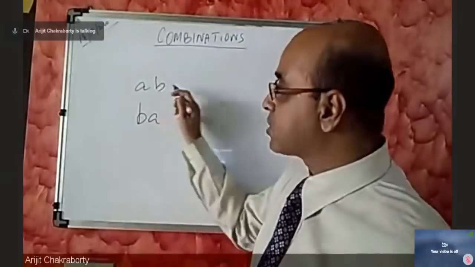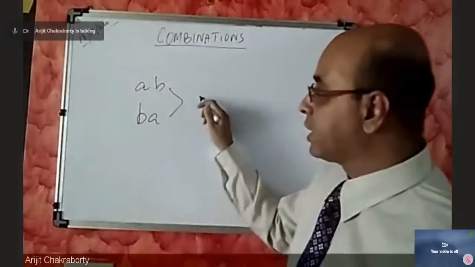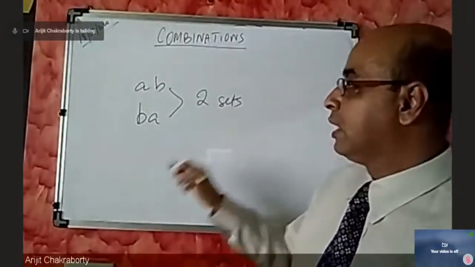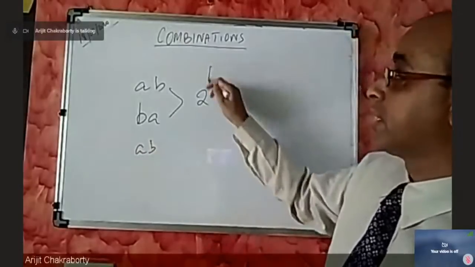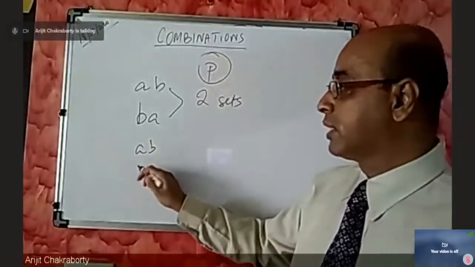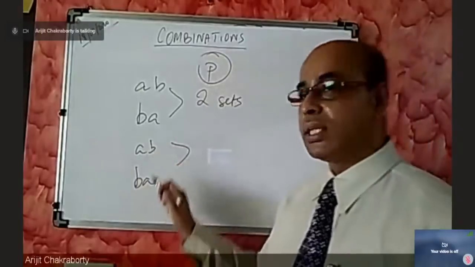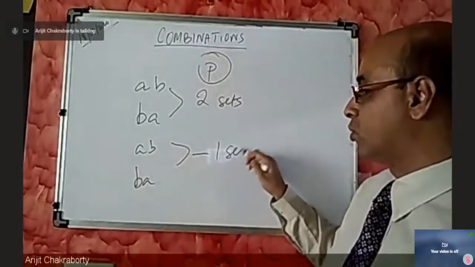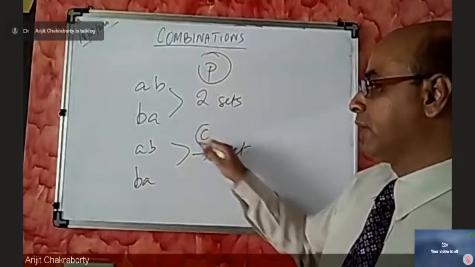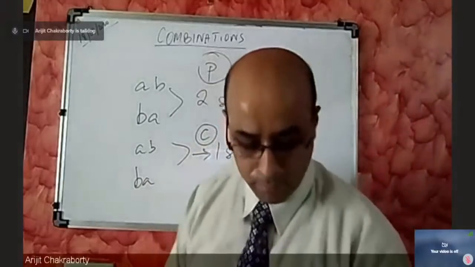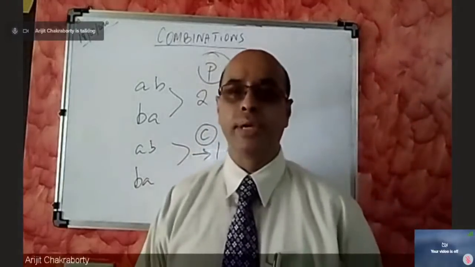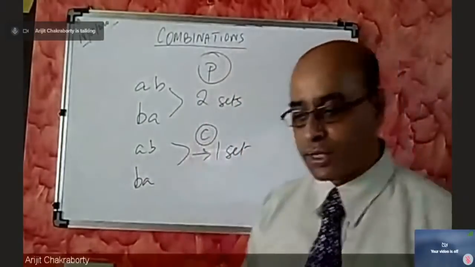That means in case of permutations, AB and BA will be taken as two sets. But in case of combinations, these will be taken as one set only. So please remember this simple difference between permutations and combinations.